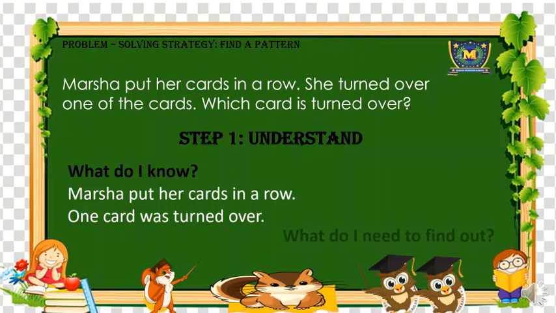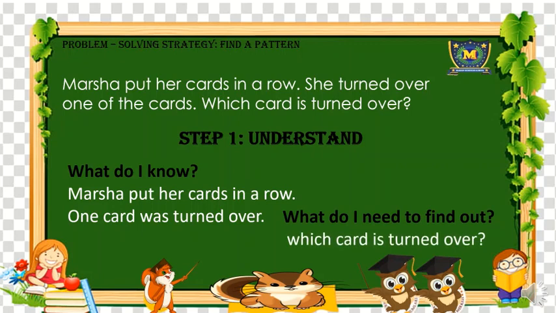Now, what do I need to find out? Unsa atong pangitaon? So, atong pangitaon dira is kung unsa ang card nga nakabali. Kung katong kadaghanan nga cards nahibaw-an, kung unsa nga card ang isa daw dato is nakabali. So, that is our problem here. So, which card is turned over? So, we already understand the problem. We get the necessary information and we also get kung unsa ang problema.